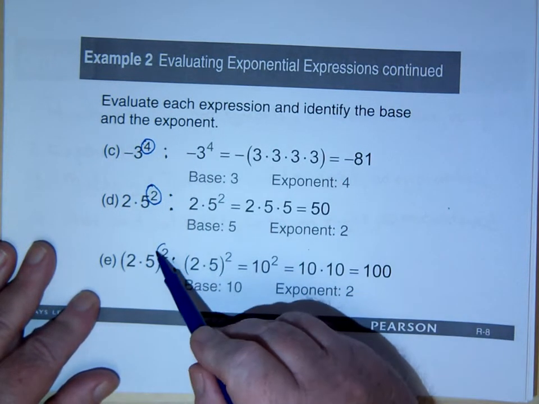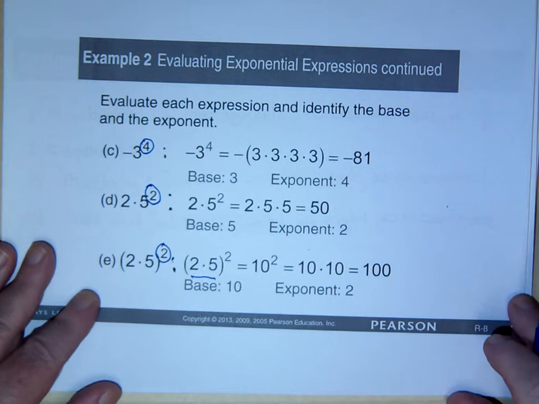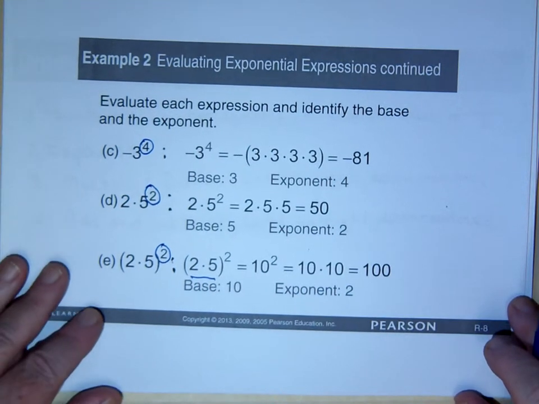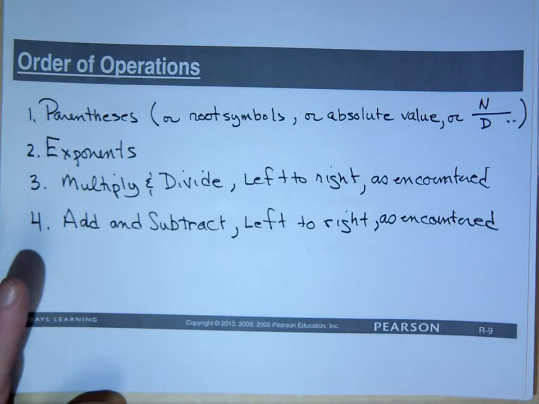In this example, we have 2 times 5, all squared. The base is 10, because you will do that part first. The exponent is 2, and so you'll get 100 as your answer.